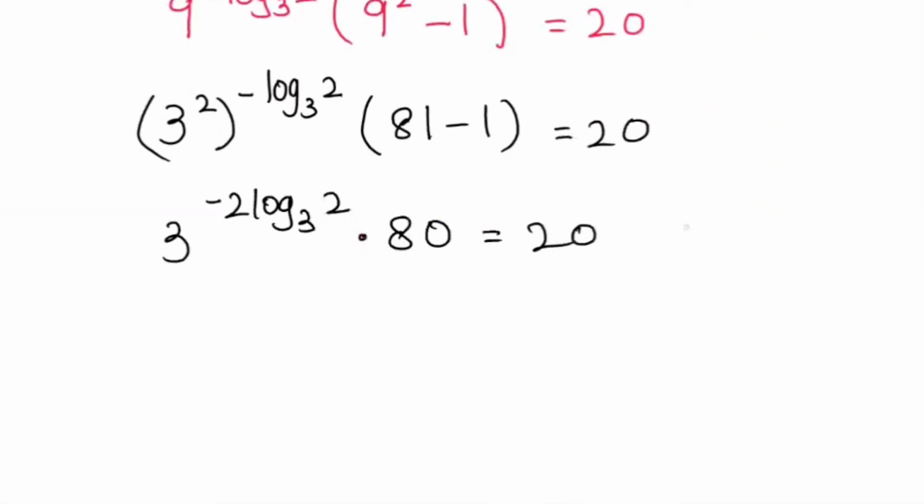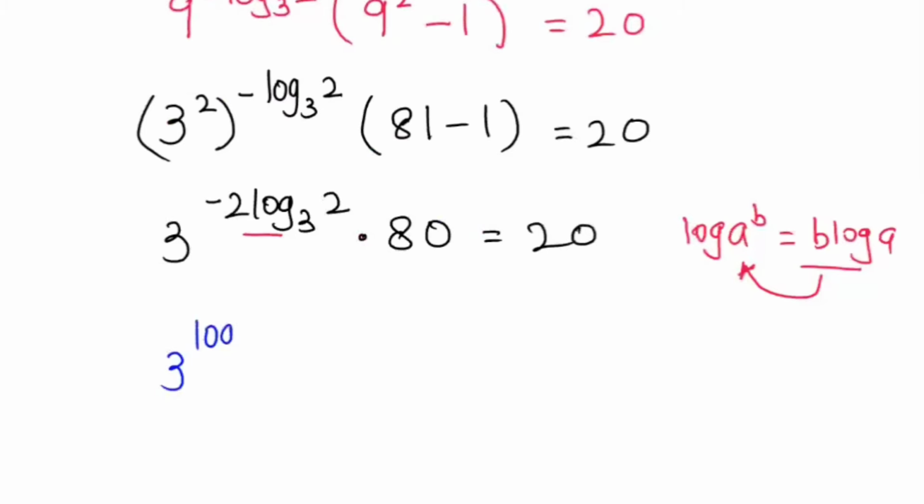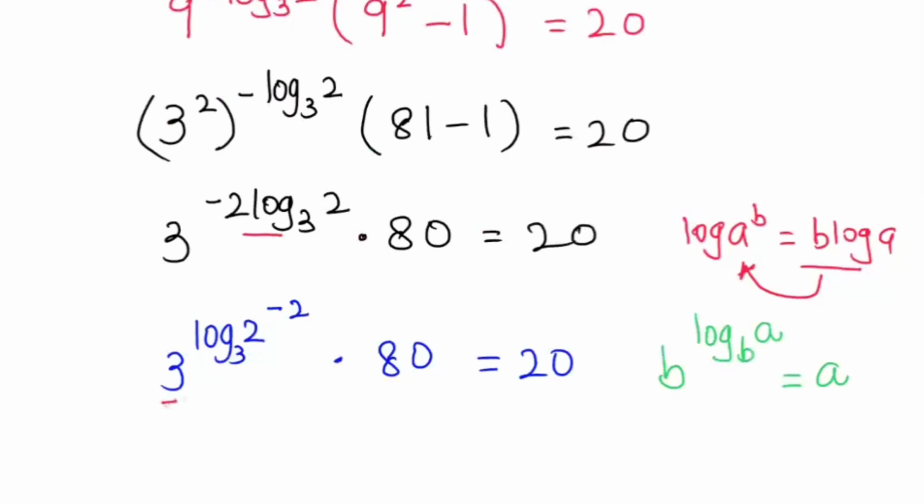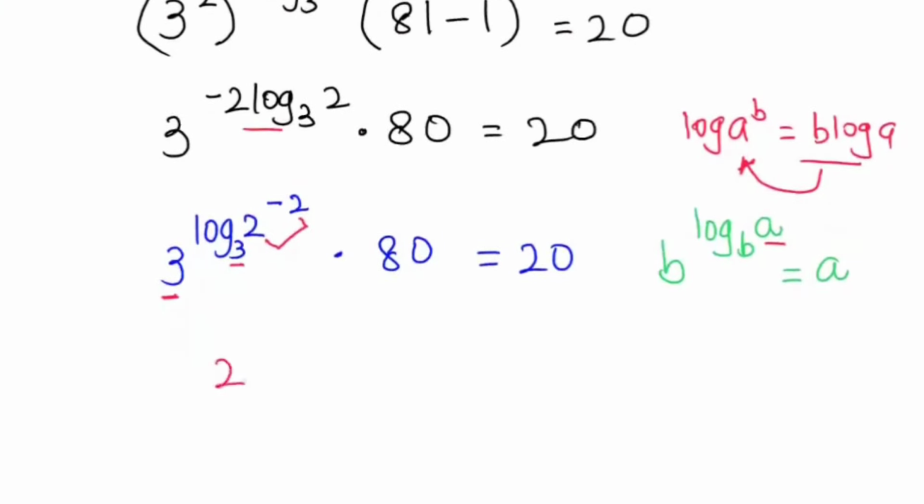Now we have the logarithm rule, that is log of a to the power of b is equal to b log of a. Here this is written in this form, so I'm going to change it into this form. So this will be equal to 3 to the power of log base 3 of 2 to the power of negative 2, times 80 is equal to 20. Now we have another logarithm rule, that is b to the power of log base b of a is equal to a. So here this base and the base of this log are the same. And here is a, and here is 2 to the power of negative 2. So we're going to write 2 to the power of negative 2 times 80 is equal to 20.